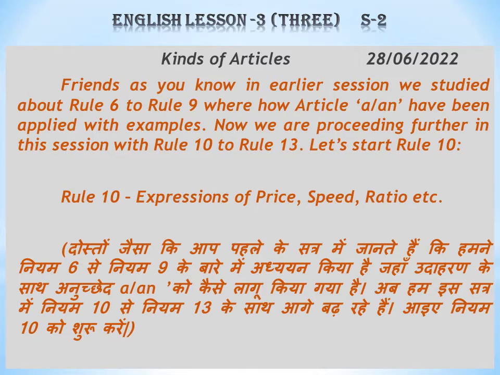Now friends, welcome to English lesson 3, slide number 2. Here we are going to study further rule 10 to 13 about the kinds of article a or an applicability. Friends, as you know, in the earlier session we studied rule 6 to rule 9, where article a or an has been applied with examples. Now we are proceeding further in this session with rule 10 to rule 13. Rule 10 says about the expressions of price, speed, ratio, etc.